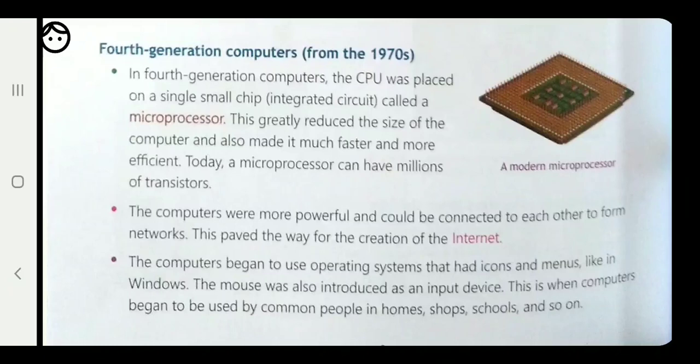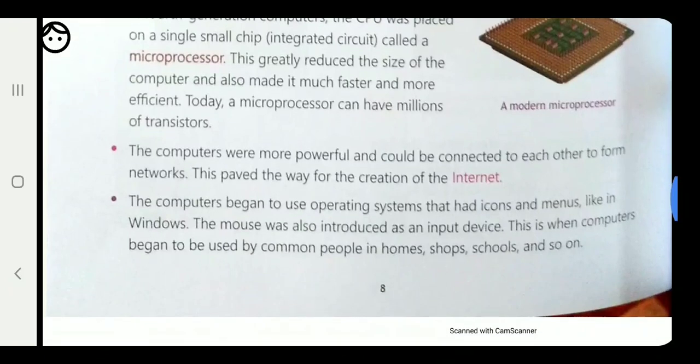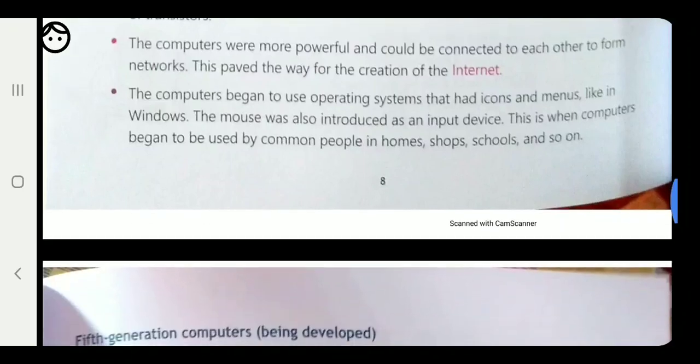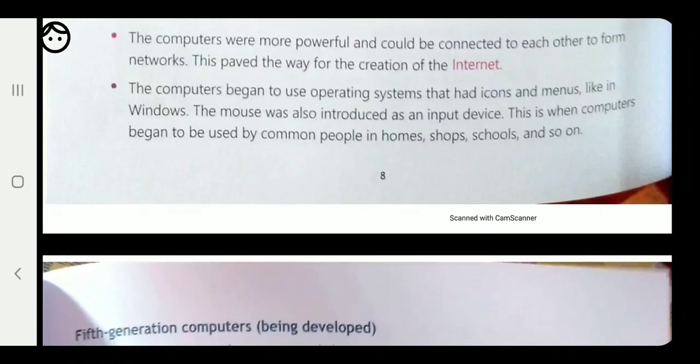Here the microprocessor picture is given. The computers were more powerful and could be connected to each other to form networks. This paved the way for the creation of the internet. Computers began to use operating systems that had icons and menus, like in Windows. The mouse was also introduced as an input device. This is when computers began to be used by common people in homes, shops, schools, and so on.